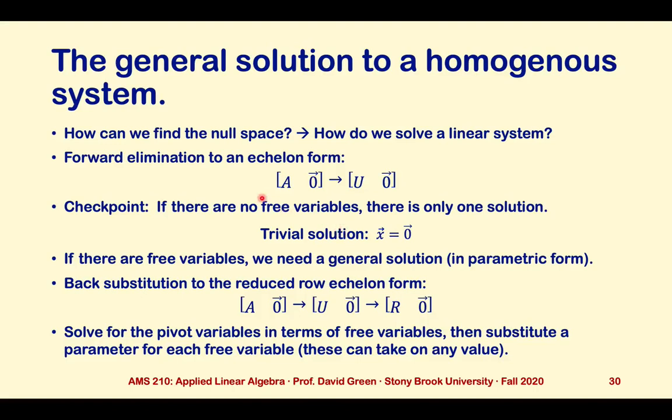We can never end up with a row of all zeros except for the last column because the last column is all zeros. If there are free variables, we would want to find a general solution to describe this null space, perhaps in parametric form. And we would do that by performing back substitution, continuing on from U and 0 to a reduced row echelon form, R and 0, and then follow the same process we've done for many examples by this point. Solve for the pivots and variables in terms of the free variables, substitute a parameter for each free variable, which can take on any value, and we would be done.